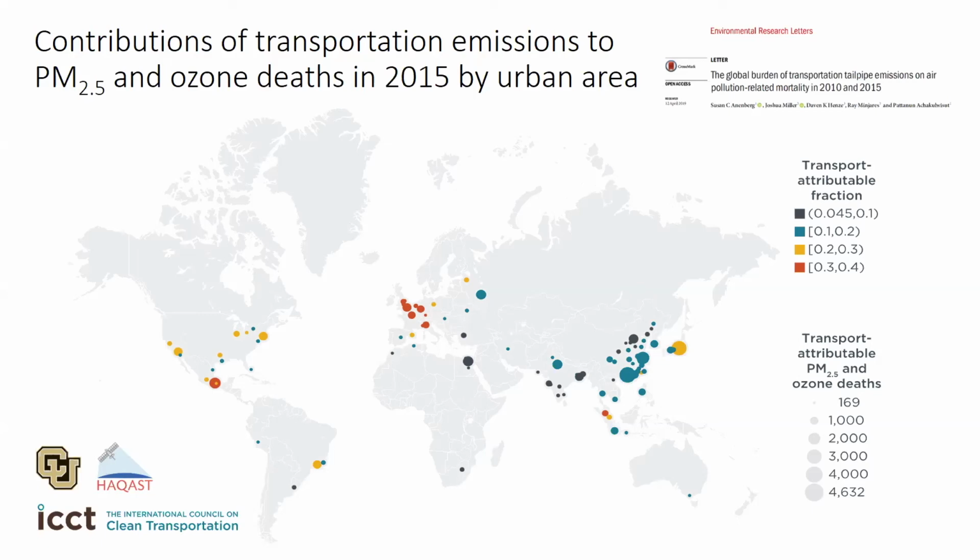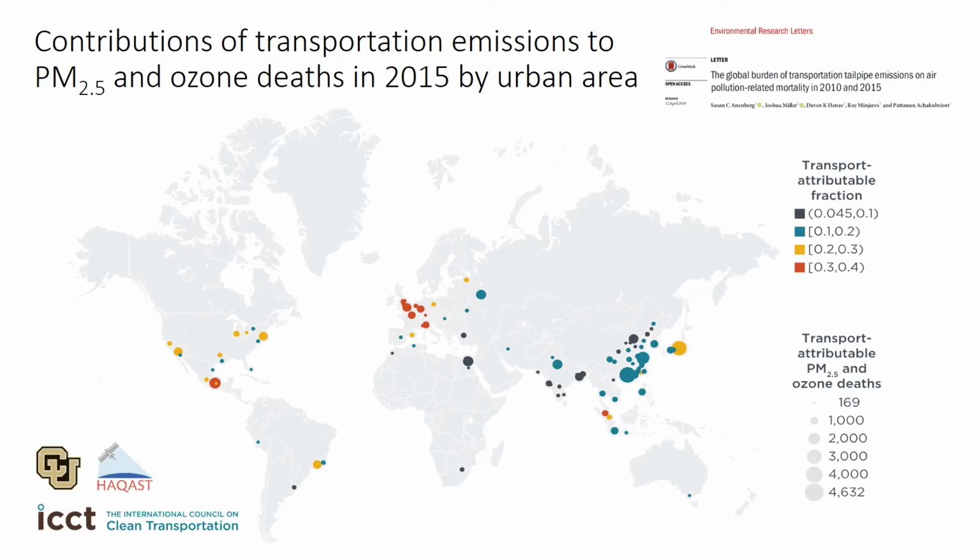And as a result of being able to use these AOD observations, we have estimates of PM2.5 concentrations that are attributable to transportation tailpipe emissions at fine enough scales that we can resolve what's going on in cities. So this is just a snapshot of the PM2.5 and ozone-related premature deaths in 2015 by urban area, again looking at hundreds of urban areas around the world. The size of the bubbles shows the total magnitude of transport attributable PM2.5 and ozone deaths. And again, here we see that the largest bubbles are in some of the most populous cities of the world.